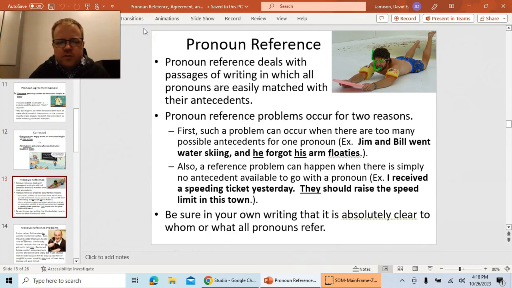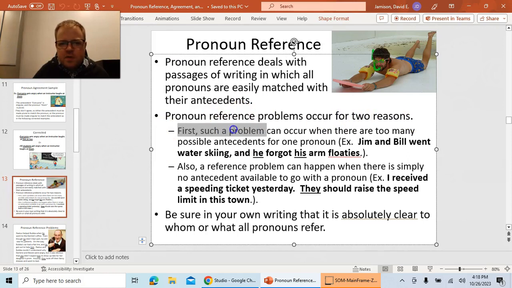Pronoun reference. So this is the next thing. Pronoun reference deals with passages of writing in which all pronouns are easily matched with antecedents. Pronoun reference problems occur for two reasons. These happen a lot in student papers. First, such a problem can occur when there are too many possible antecedents for a pronoun. This is called an unclear antecedent.